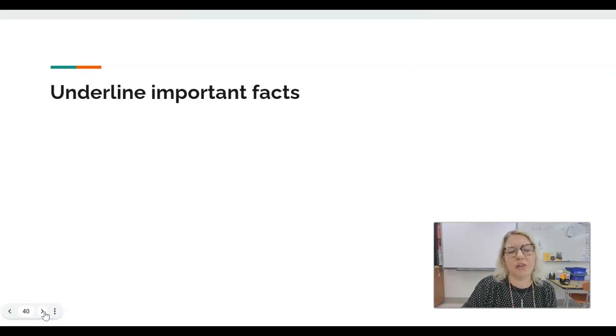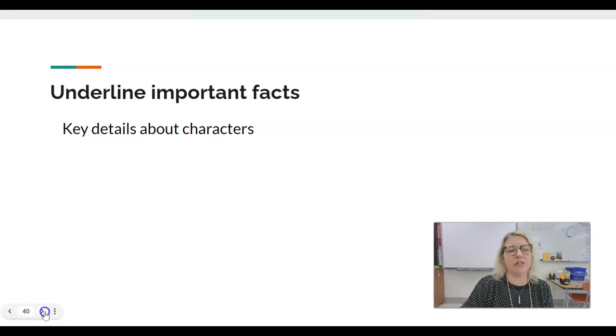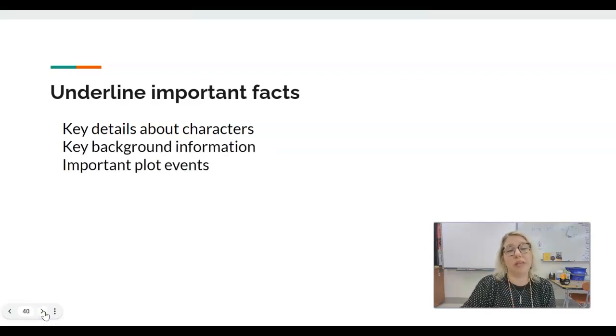The next step is to underline important facts. Look for key details about characters, key background information, important plot events, important revelations, like when those reversals happen. Those would all be good things to underline.